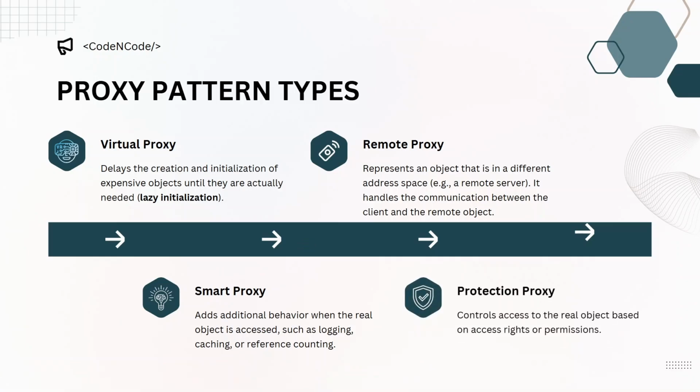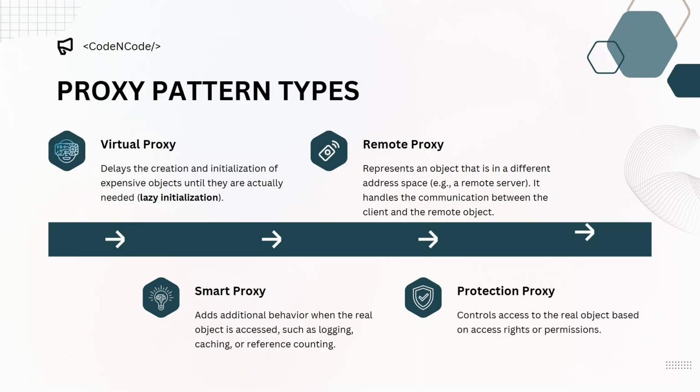And then we have protection proxy. Of course, as simple as this, it controls access to the real object based on access rights or permission. So basically, let's say you have a banking app and some person wants to perform certain actions. So you can add a protection proxy class. Each time they want to perform a certain transaction using the real object, the protection proxy class will check whether they have the correct permission or not, whether they are a user or they are an admin.